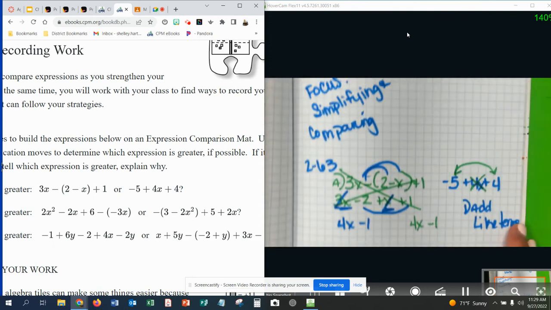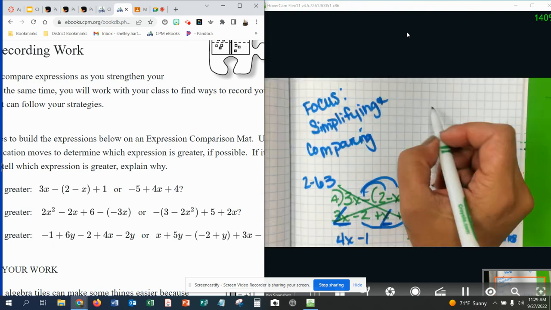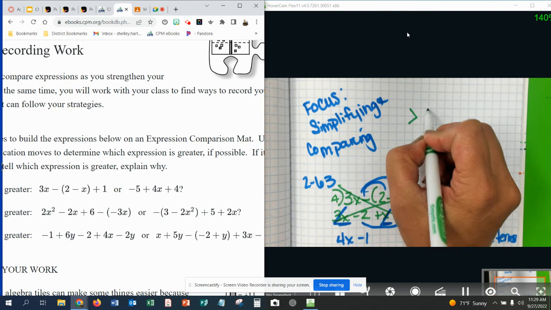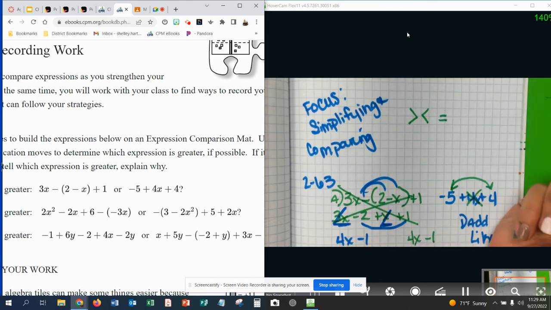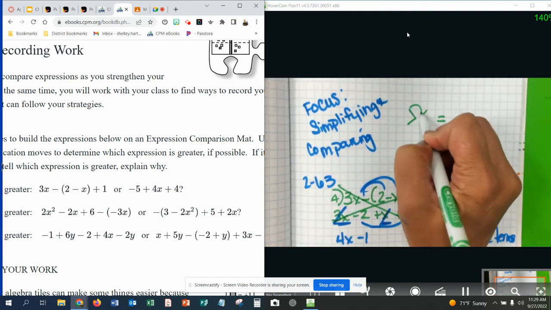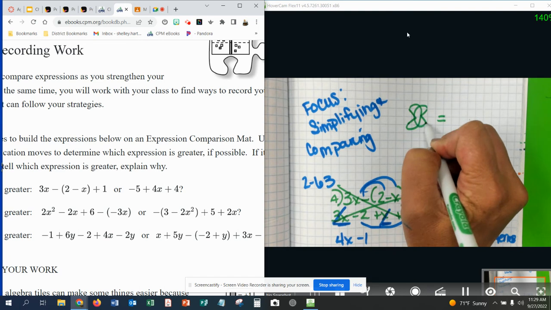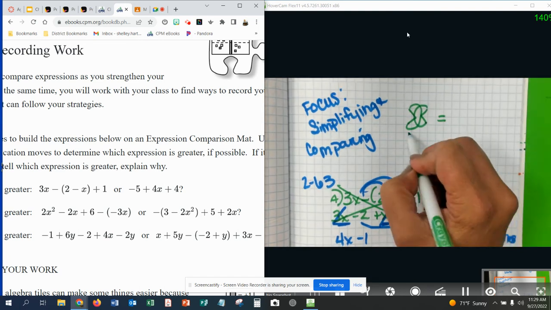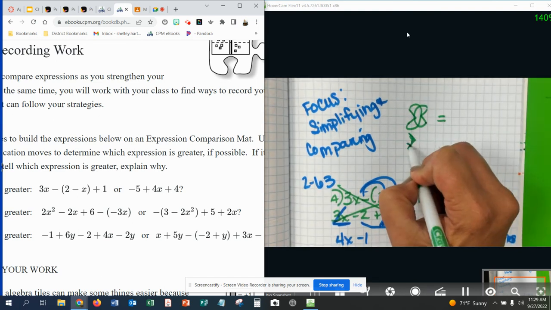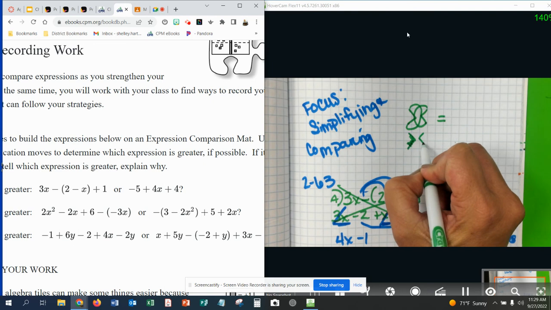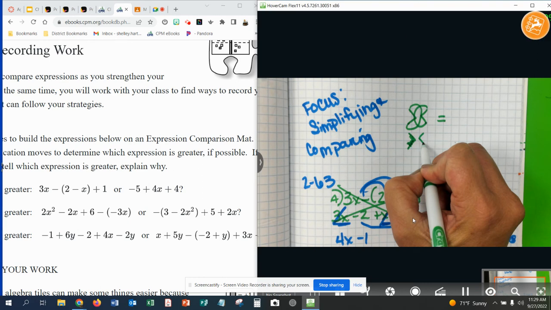When we're comparing these, we want to use our fun little less than, greater than, and equal to signs. Remember these little dudes? They're just like the little Pac-Man, or you can even say the crocodile guys. And then the equal to. What is this one?